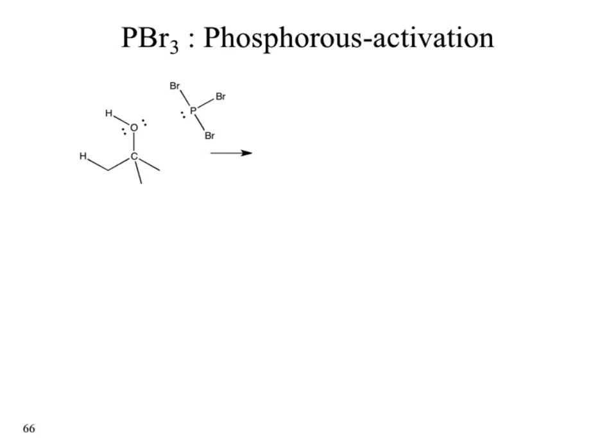The phosphorus activation, super exciting. What do you see in this one? Lone pairs on the phosphorus, lone pairs on the oxygen. Lone pairs on the phosphorus and lone pairs on the oxygen. What a jerk. Supplied electrons in both locations.